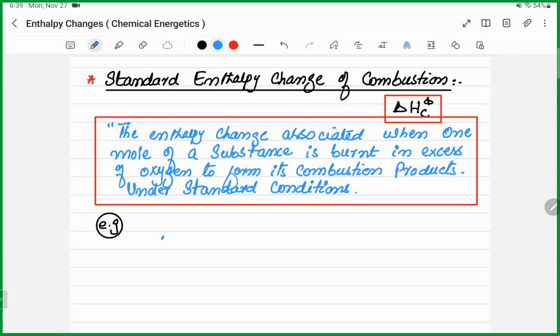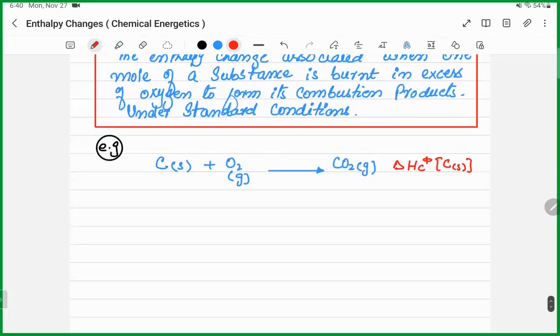देखिए यहां पर लेट्स सपोज इफ आई राइट डाउन द कंबस्शन ऑफ कार्बन, सो 1 मोल ऑफ कार्बन इन अ सॉलिड फॉर्म किसके साथ रिएक्ट करेगा? यस, ऑक्सीजन इन अ गैस फॉर्म to give its combustion product, and carbon always gives carbon dioxide gas as a combustion product. ठीक है, this is called delta H C combustion of carbon solid. ठीक है, enthalpy change of combustion of carbon.